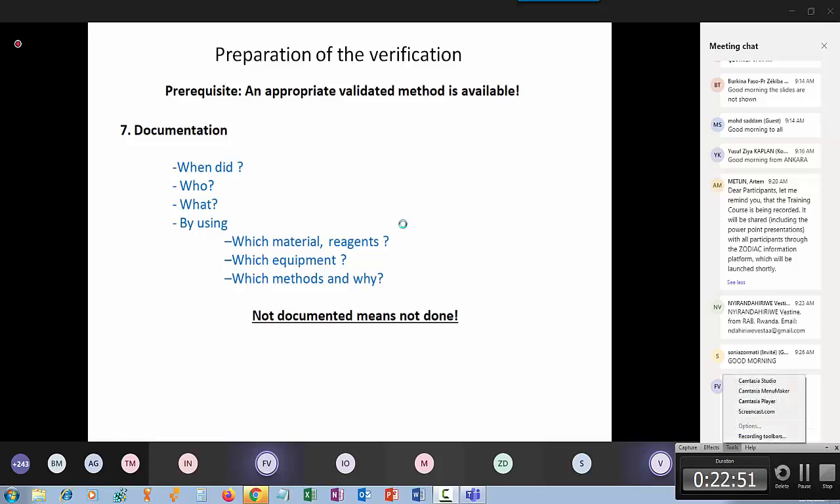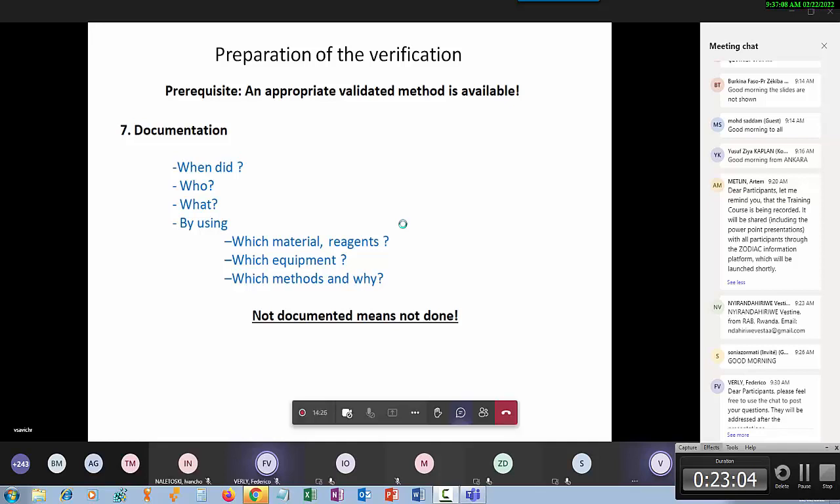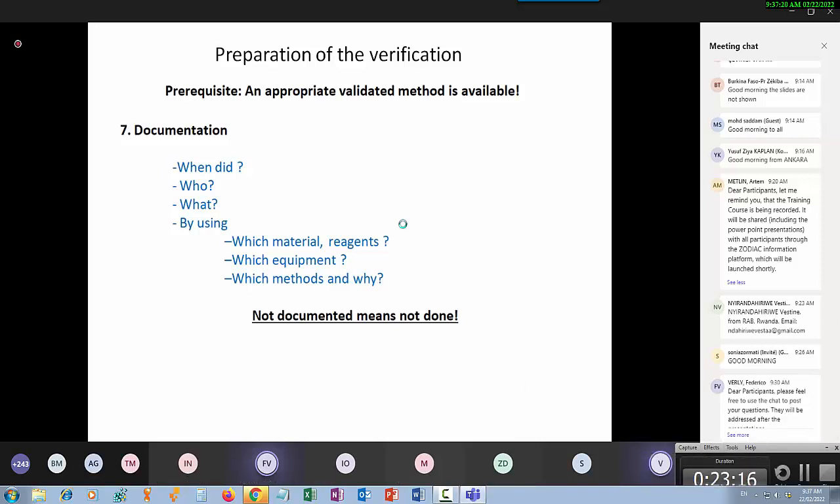Then documentation, also very important. Document when the verification was performed, who did the verification, who did what, by using which material, which reagents, which equipment, and which methods were used, and why exactly these methods were used. Document and keep the documentation, because if you didn't document, it means that you have not done it. So keep all the records, write everything and keep all the records.